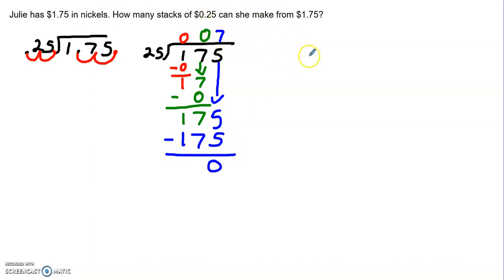But because this is a word problem, we need to write this in a sentence. And it says how many stacks? So we can say there are 7 stacks. And that is my final answer.